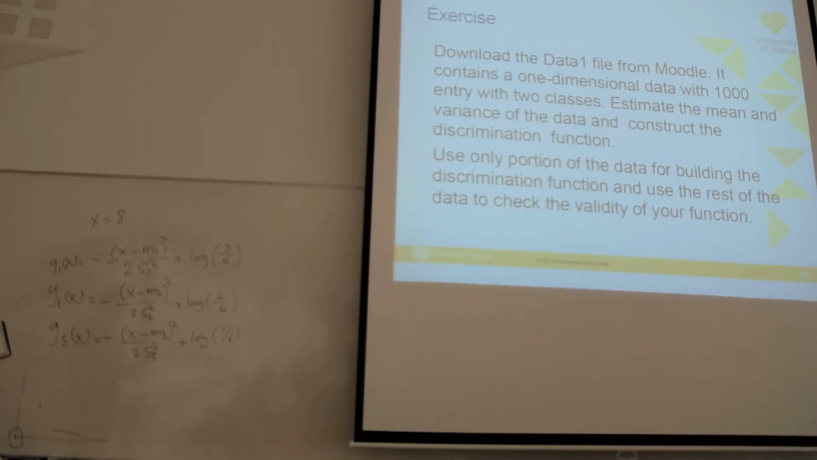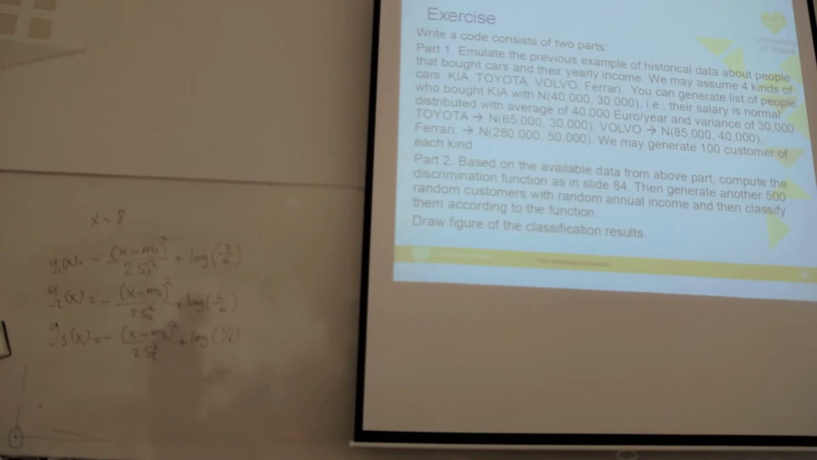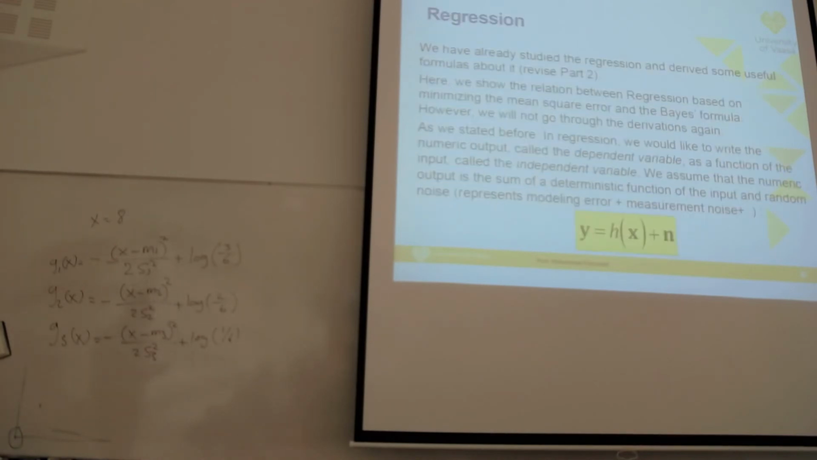Okay. We have data in the model: one-dimensional data consisting of 1,000 entries with only 2 classes. I want you to download this data and try to build a discriminant function for the 2 classes. For example, you can take the first 500 elements of the data, build your machine learning algorithm, and then try it on the rest of the 500 elements to validate whether it works fine or not. Okay, no exercise.